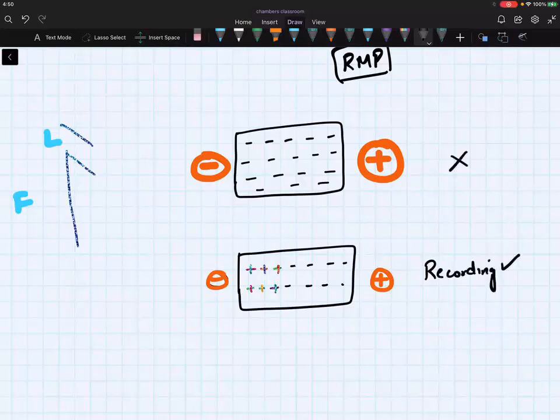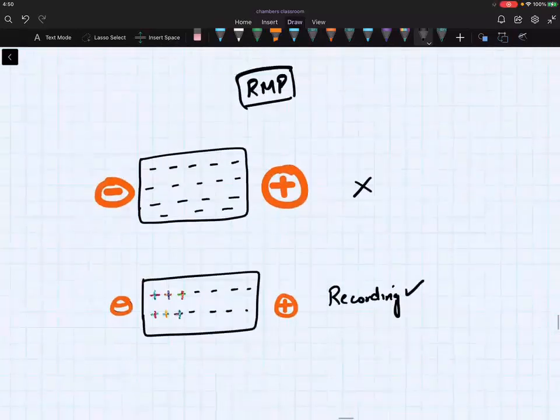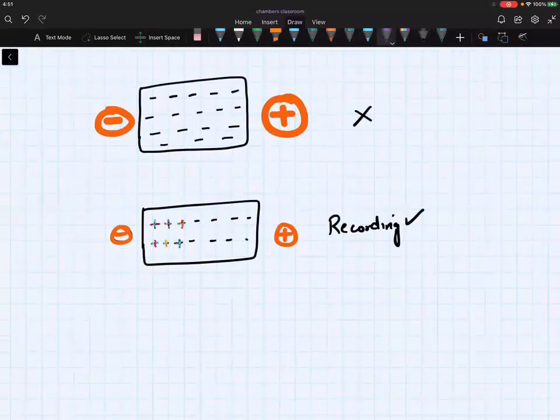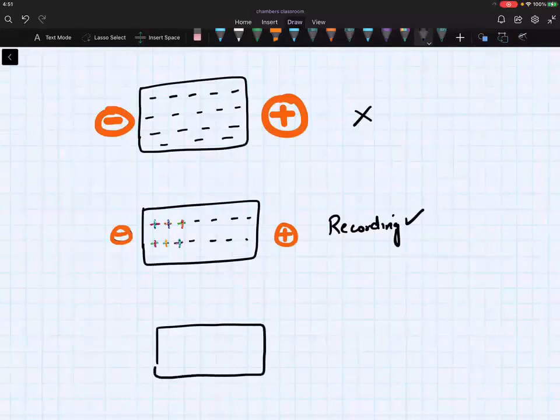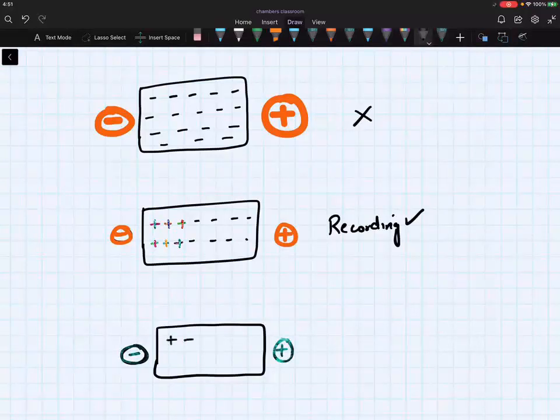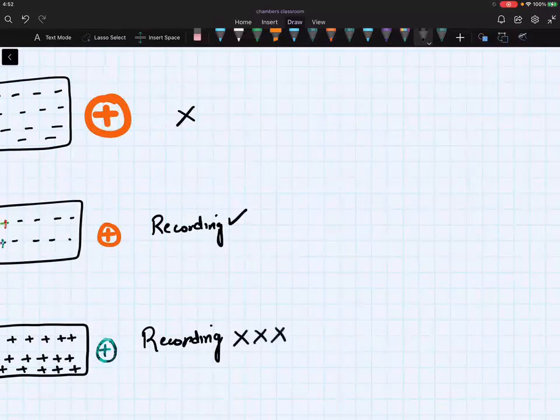I hope you are not sleeping with this easy concept. If you listen to the basics, then you understand ECG. Otherwise, you will sleep. Now, if I draw this cell again and keep a negative electrode here, see where I am keeping the negative electrode, watch my every movement, and this is my positive electrode. If all are positive inside, what will you get? Again, no recording will happen.